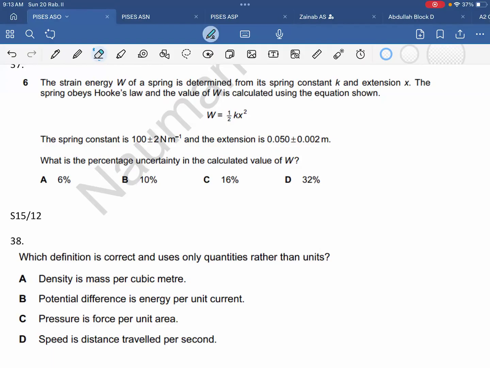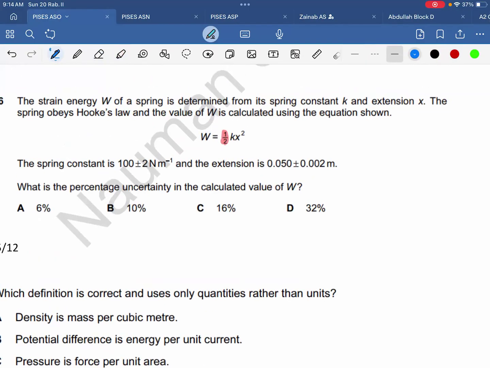Let's calculate. W is already the subject, so we don't need to rearrange the equation this time. And half is a constant, so I don't need to worry about it. But I need to work on k and x square. k does not have any exponent, which means it has an exponent of 1. So we simply calculate the percentage of k, that is 2 upon 100 multiplied by 100. This is the percentage of k.